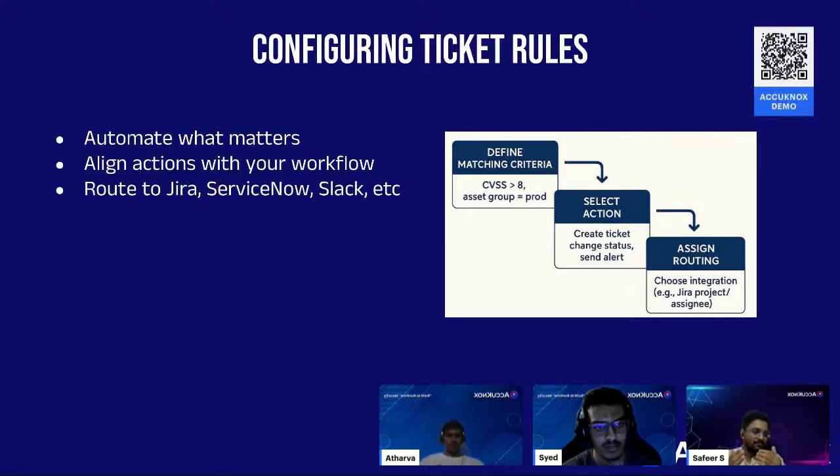I mean, suppose if this criteria has matched, this action will trigger, and we can also route the action. Here you see create ticket, change status, send alert. These are the actions in the AccuKnox platform for the rule engine, and we can route it to Jira, ServiceNow, Slack, or PagerDuty, or we can even change the status of that finding.